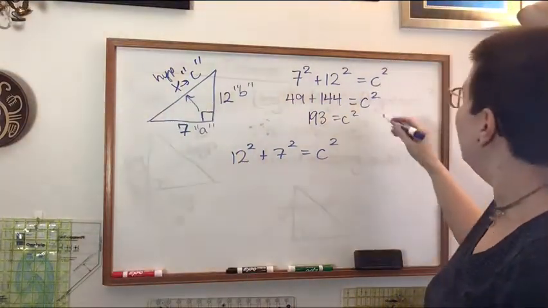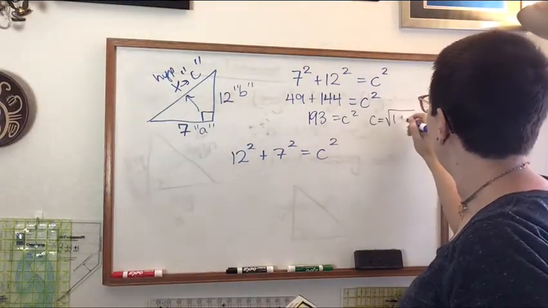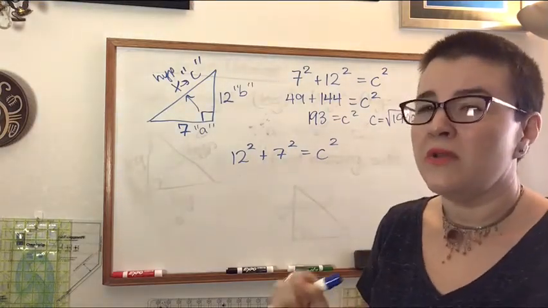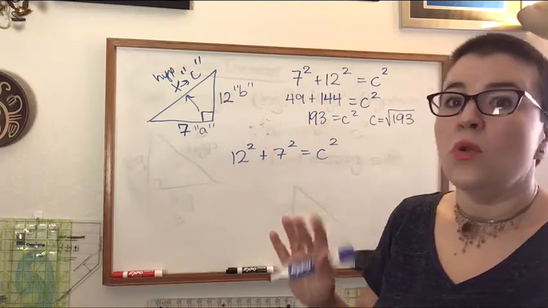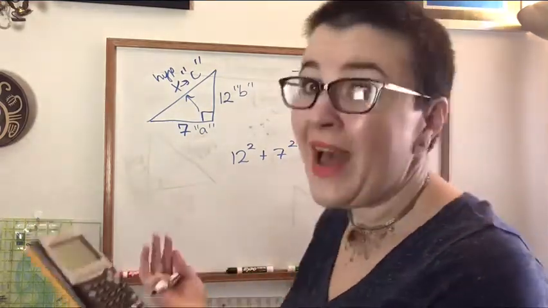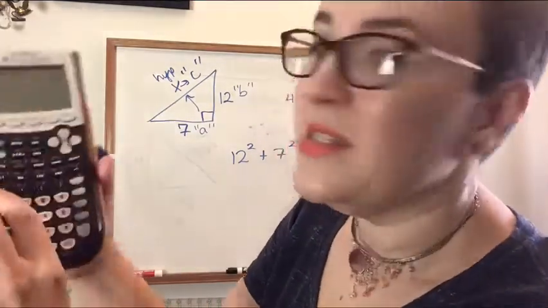Anyway, so now I'm going to say that c is equal to the square root of 193. If we were working with radicals, like if we were worried about leaving it in radical form, we would do that. We would reduce this if we could. I'm just going to plug it into my calculator. If you have a fancy calculator, the square root is a secondary function.